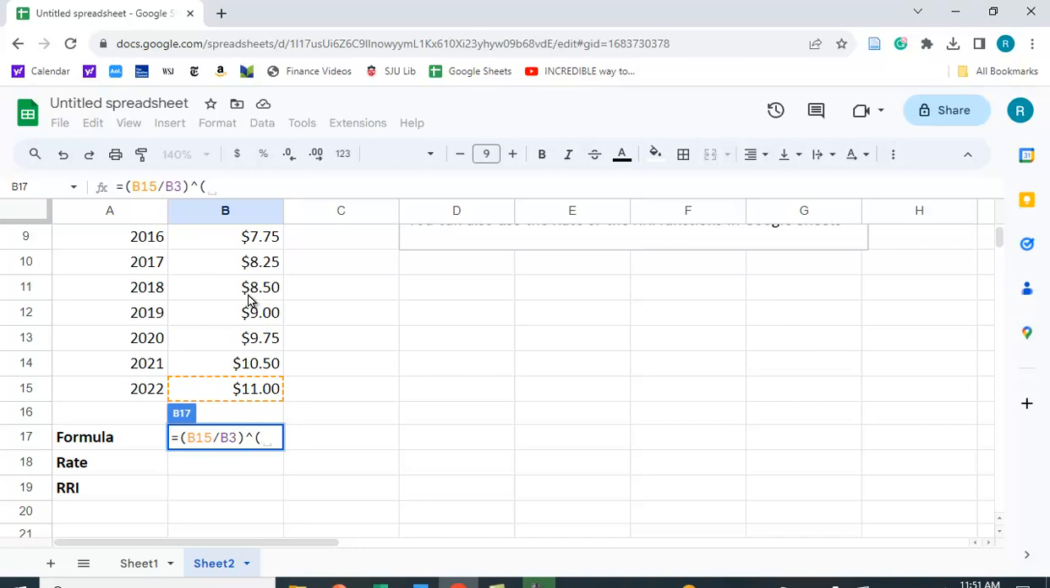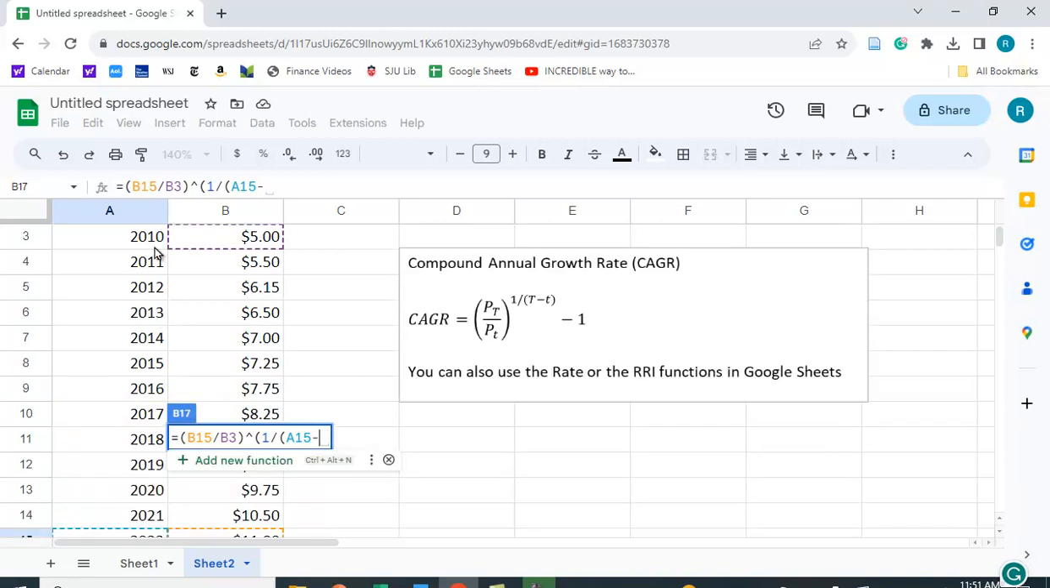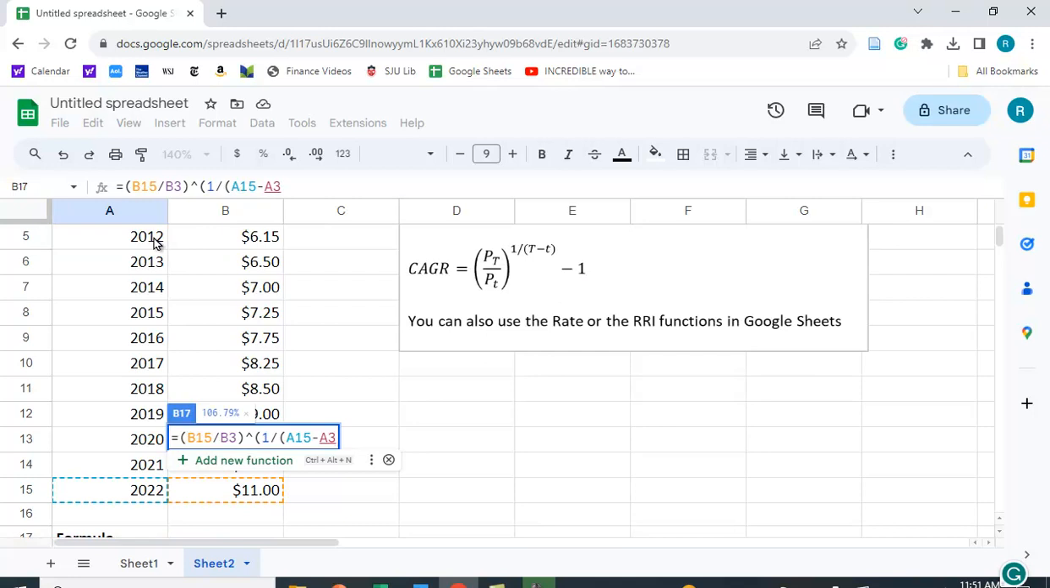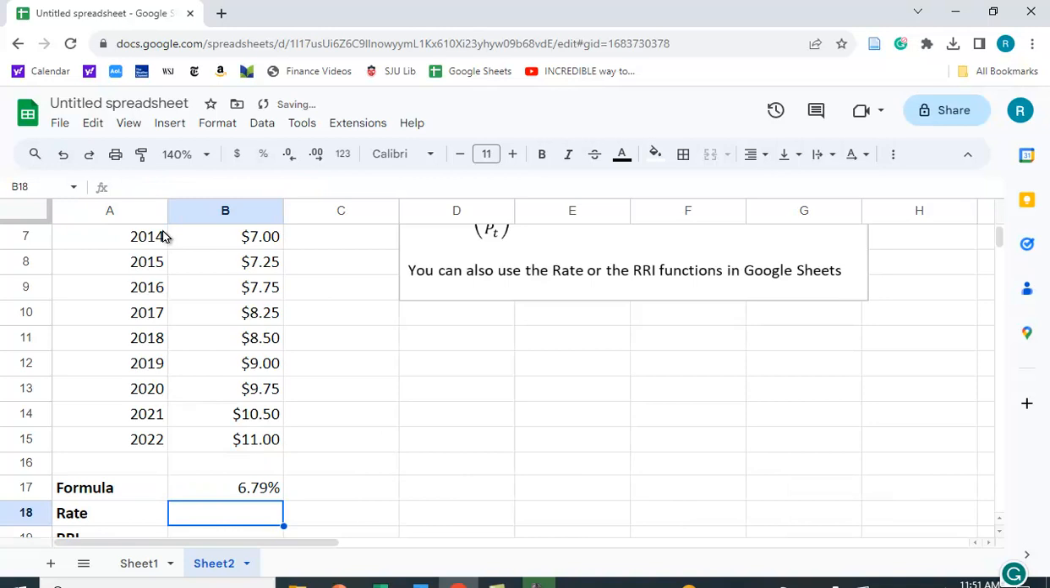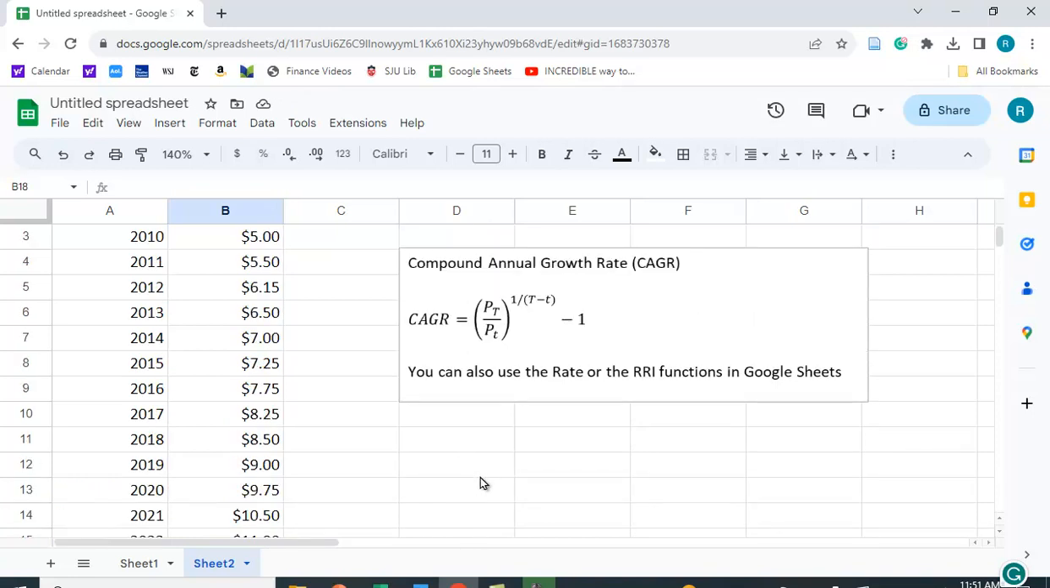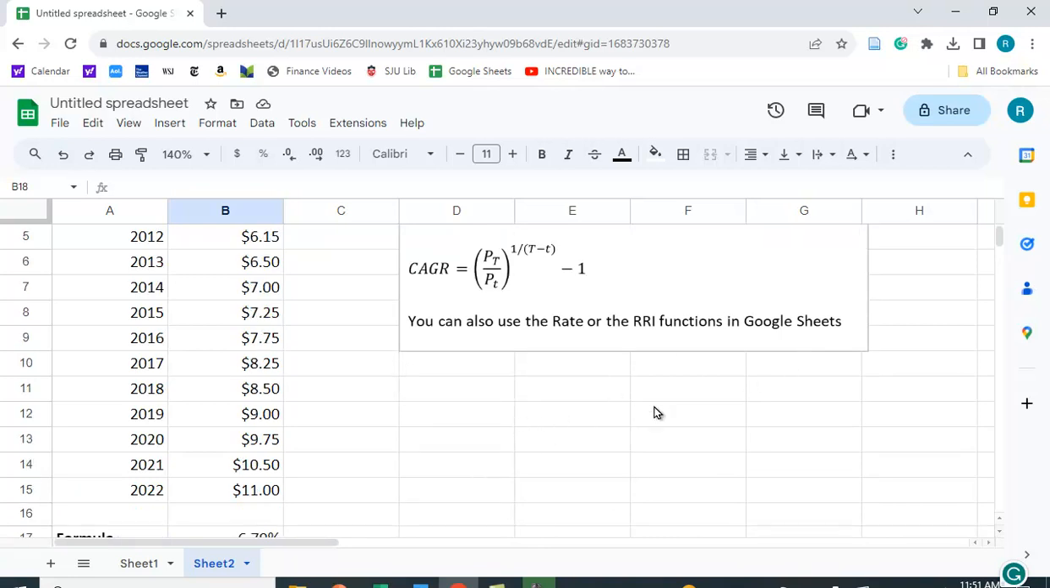So this is going to be 1 divided by 2022 minus 2010. And then I'm going to subtract 1 from here. And I get 6.79%. Okay, I've already formatted this. If it wasn't formatted, you get 0.0679, etc. All right, let's try the functions in Excel, or I'm sorry, in Google Sheets.